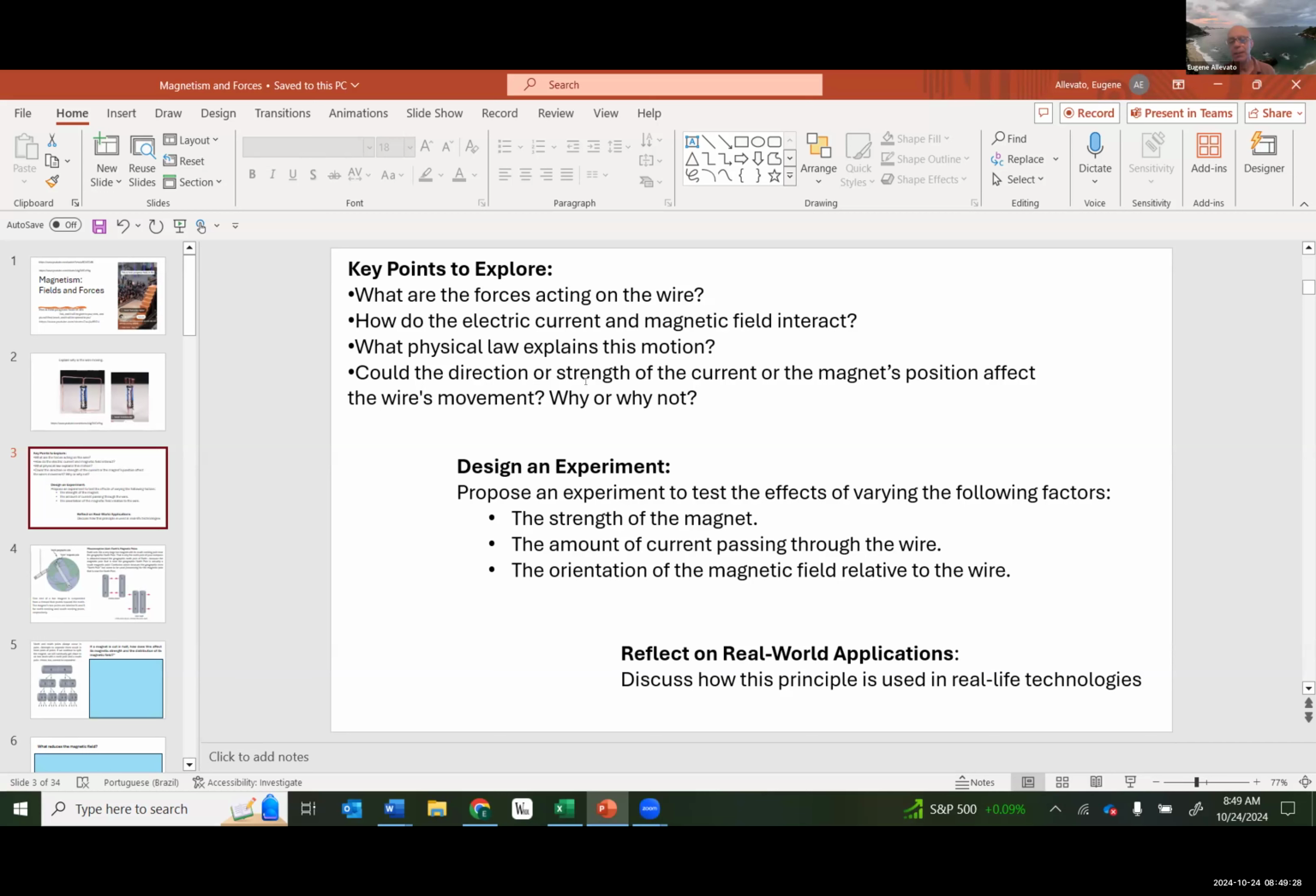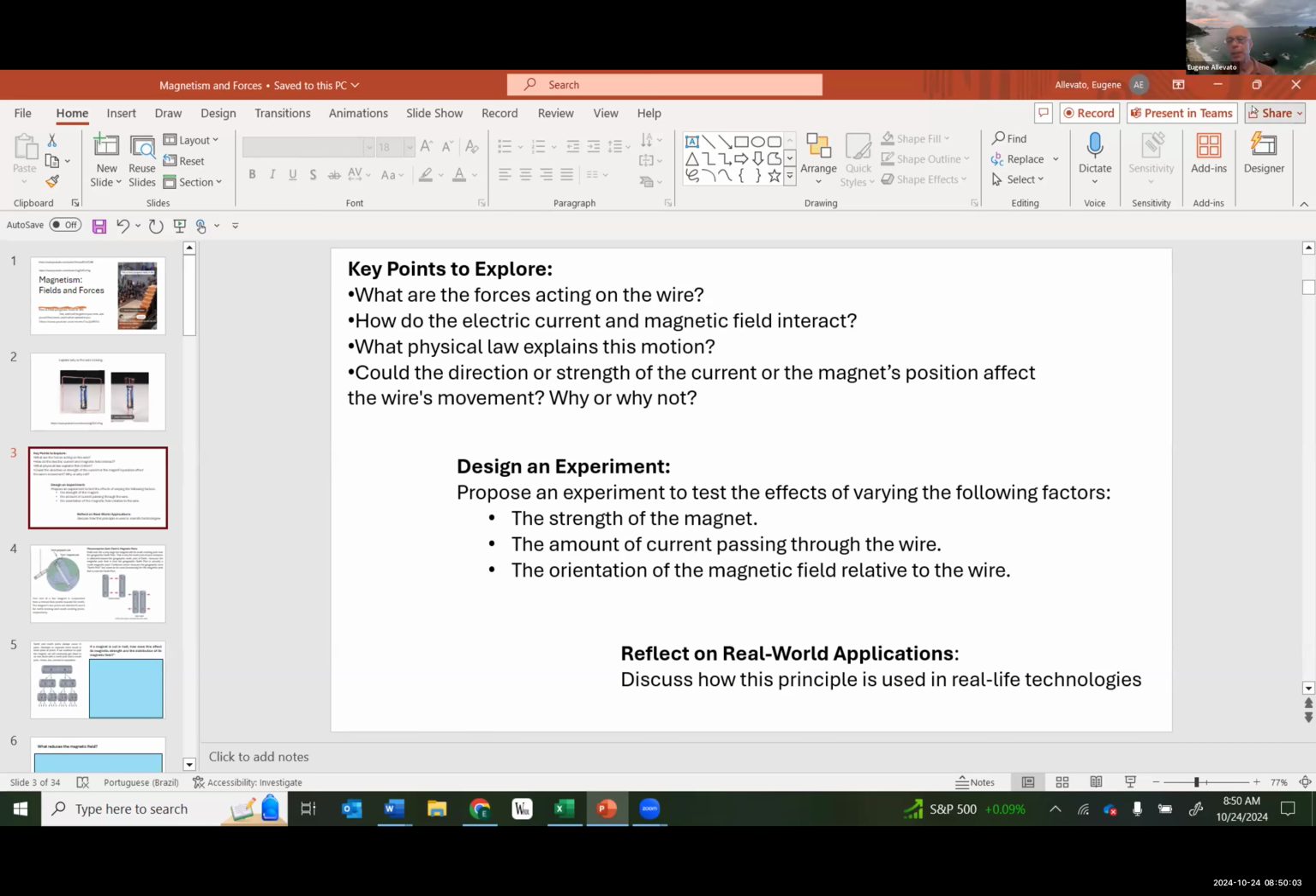If I keep increasing that, the more magnets I have connected, the density of the magnetic field is going to increase. And the question is, how is that going to affect the motion of the wire? And if I increase the voltage also, how is that going to affect the wire?